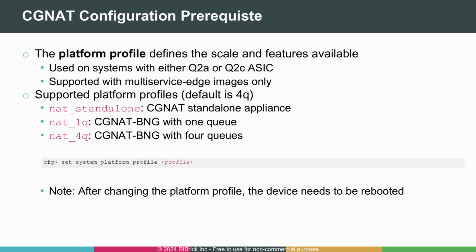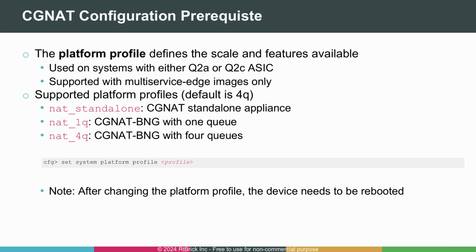Before configuring CGNAT, you must first configure the platform profile. The platform profile defines the resource scale available on a hardware platform based on the ASIC in use. Since hardware resources are limited, platform profiles allow allocation of resources based on specific use cases. These profiles are supported only on multi-service edge images. By default, the 4Q platform profile is enabled. This profile supports BNG functionality and allows for 4 queues per subscriber.